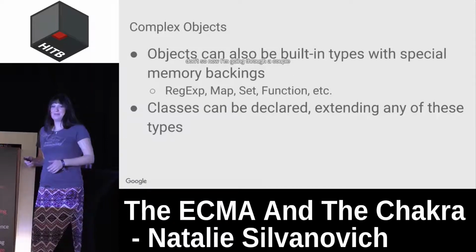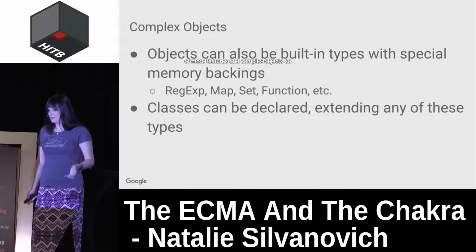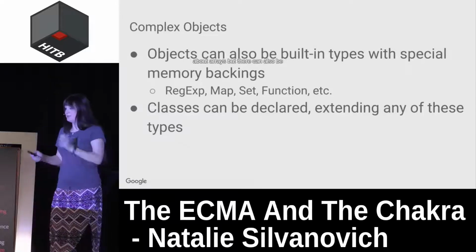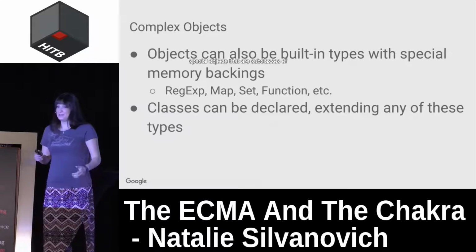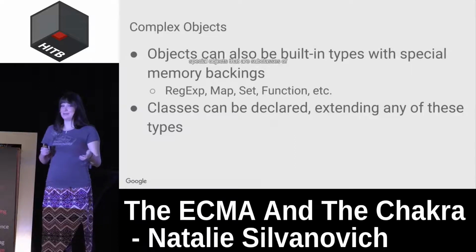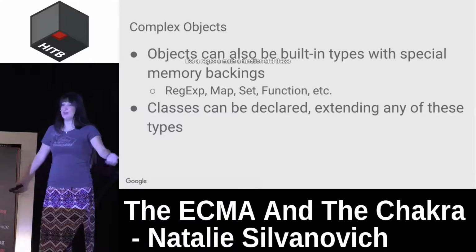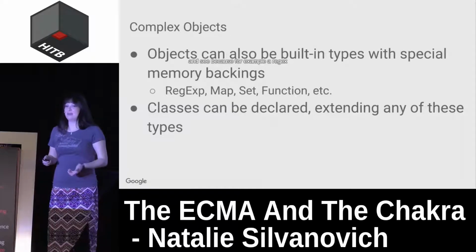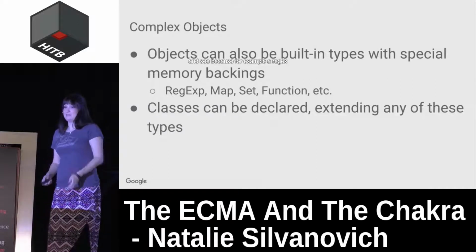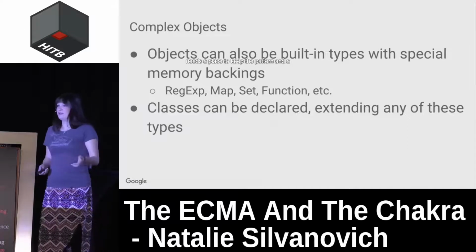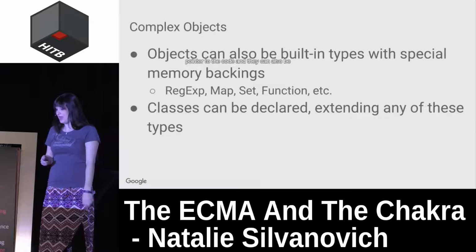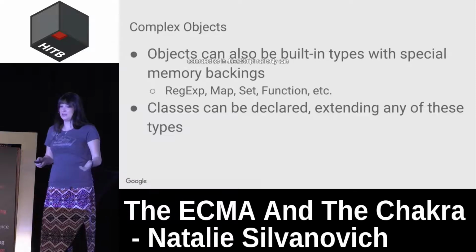So now I'm going through a couple more features. Complex objects. I've talked about objects and arrays, but there can also be special objects that are subclasses of objects, like a regex, a map, a function. These need a different memory backing in C because, for example, a regex needs a place to keep the pattern, and a function needs a place to put the pointer to the code. And they can also be extended.